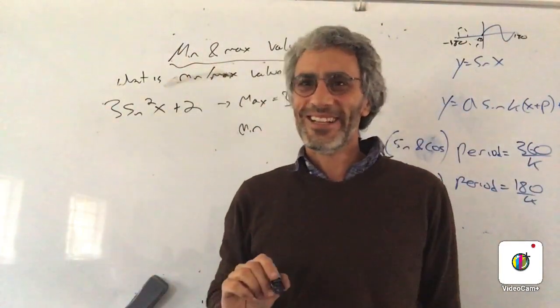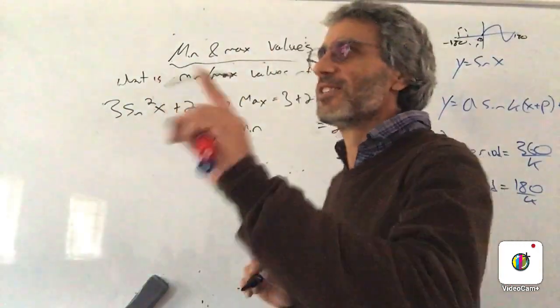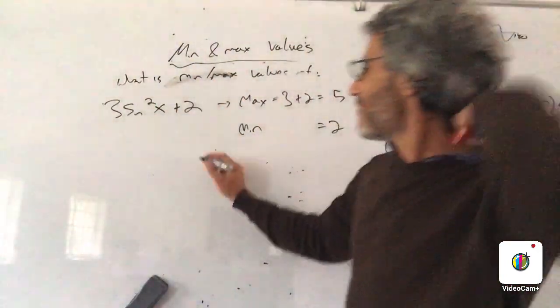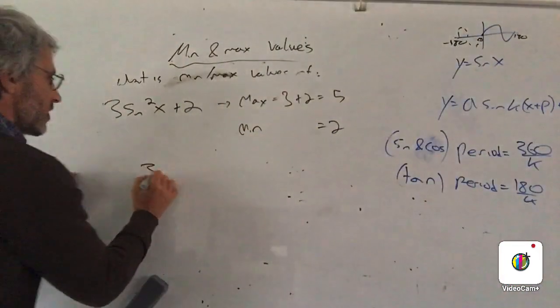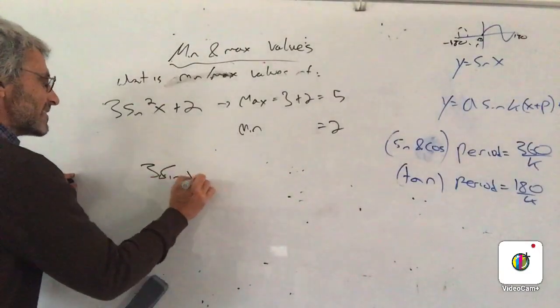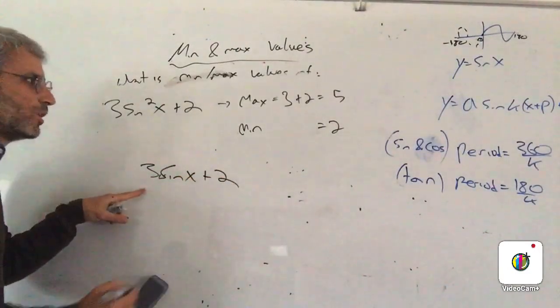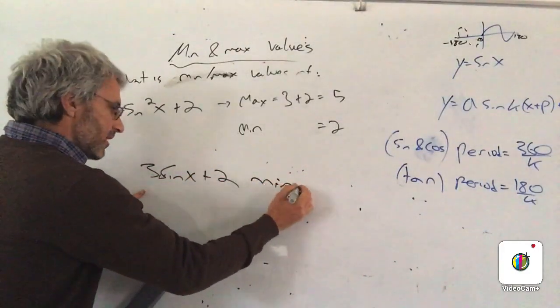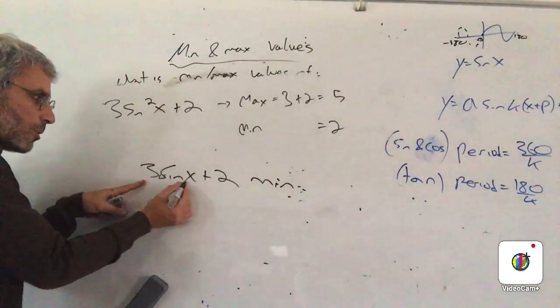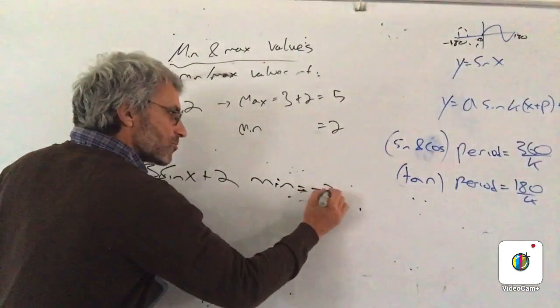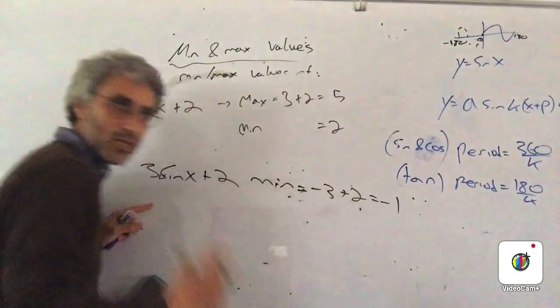Oh, it's a negative. Okay, let me explain because the bell's going to go. If we had 3 sine x plus 2, then the minimum, you're right, Ollie, the minimum of this is going to be negative 3 plus 2, which is negative 1. That's what you've done, right?